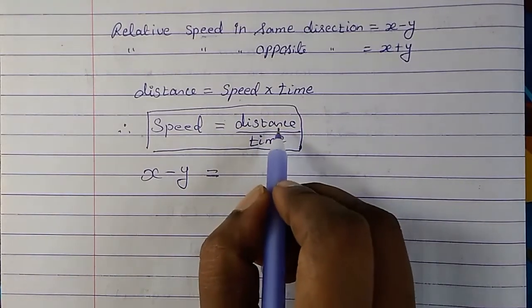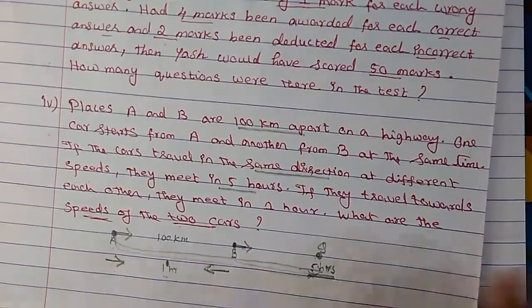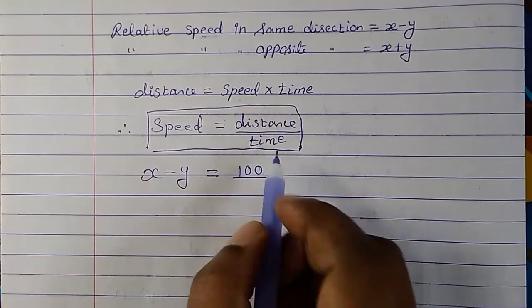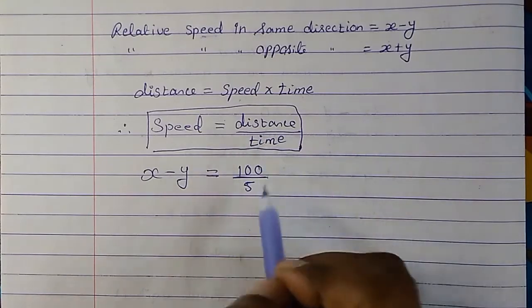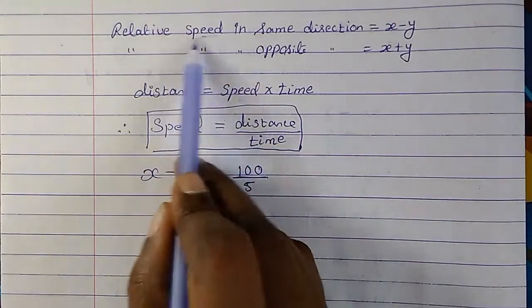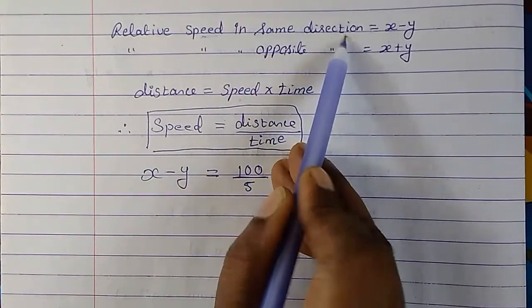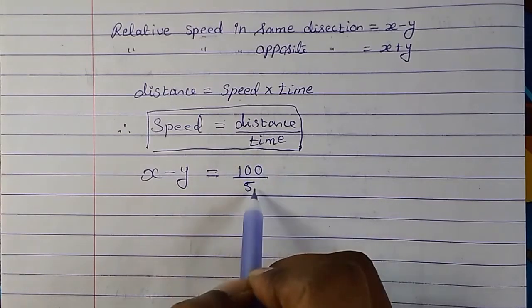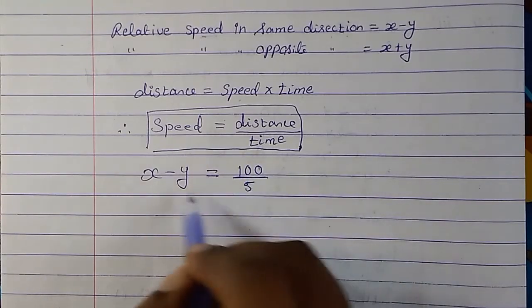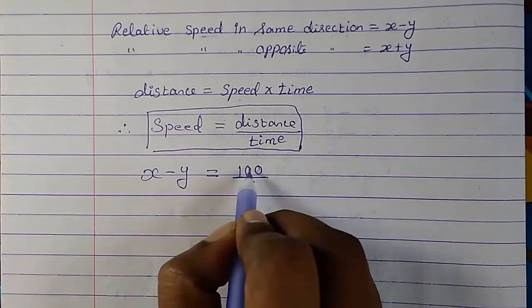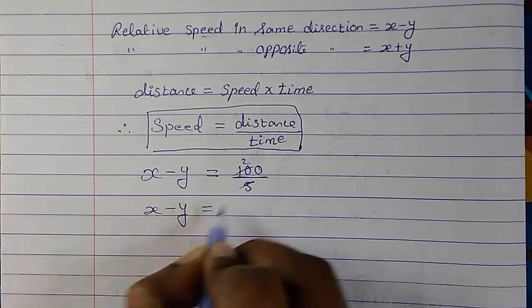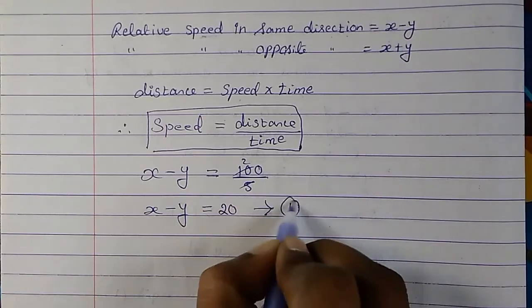And how much distance did they have? First we know that it is 100 kilometers. For both the cars, the distance was 100 kilometers. And the time, after how much time do they meet? After 5 hours. The time was 5 hours when they meet, because we are taking the same direction, right? So the speed of the car is x minus y, the distance was 100 kilometers, and the time was 5 hours in the same direction. So now let's divide 100 by 5, 20 times. So we will get x minus y equal to 20. This becomes our equation 1.